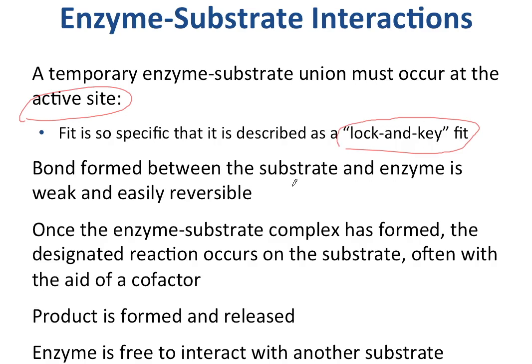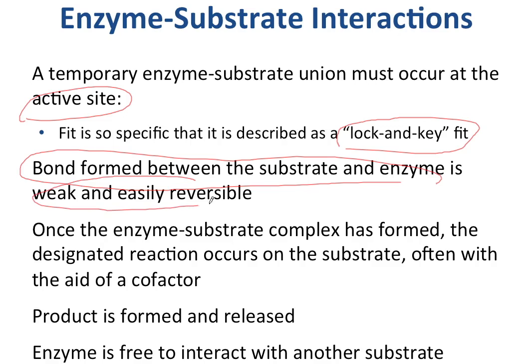Once the enzyme binds the substrate, a chemical bond can form between the substrate and enzyme. However, the bond is weak and easily reversible, such as a hydrogen bond. It's not a strong bond. It's not an ionic bond.